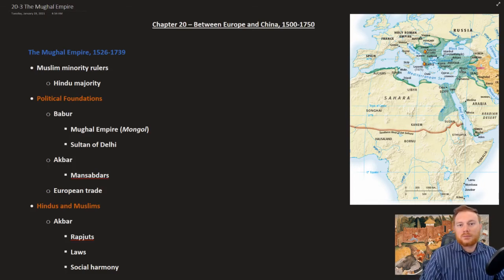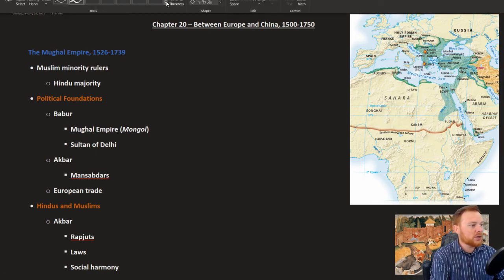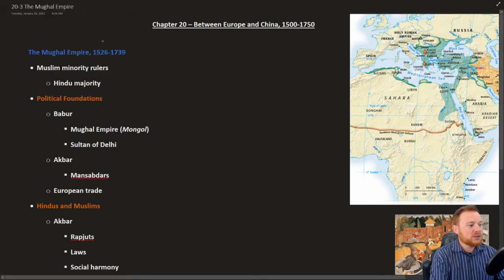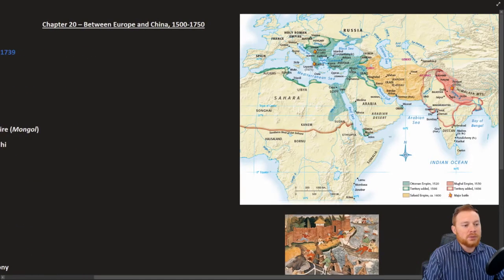All right. This is The Earth and Its Peoples by Richard Bulliet, Chapter 20, Between Europe and China, 1500 to 1750. Section 3, The Mughal Empire, 1526 to 1739. So, in looking at and talking about the land empires in Asia, let's go back to our map here.